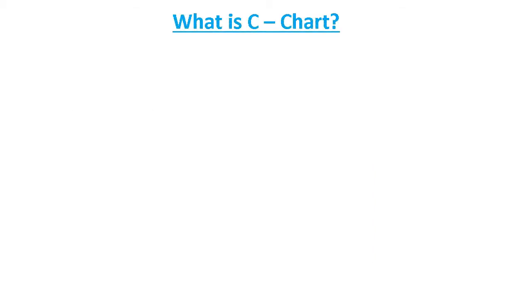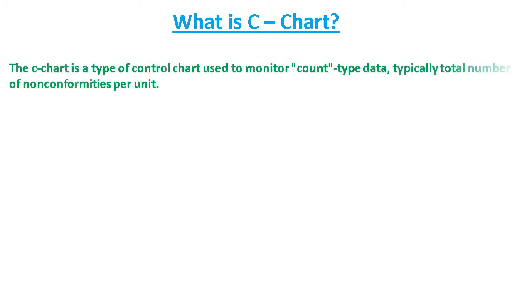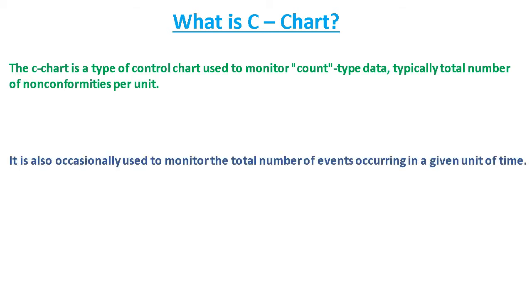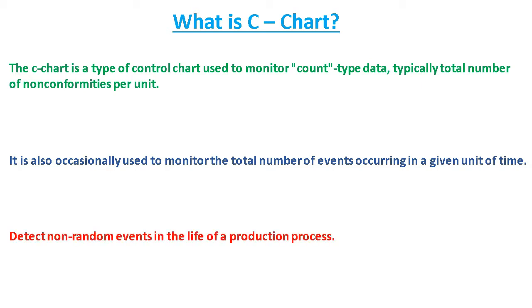What is a C chart? In statistical quality control, the C chart is a type of control chart used to monitor count type data, typically the total number of non-conformities per unit. It is also occasionally used to monitor the total number of events occurring in a given unit of time. Like other process charts, the C chart is used to detect non-random events in the life of a production process.